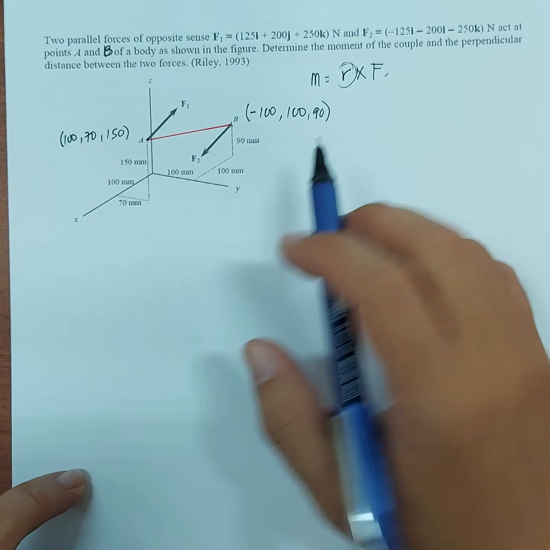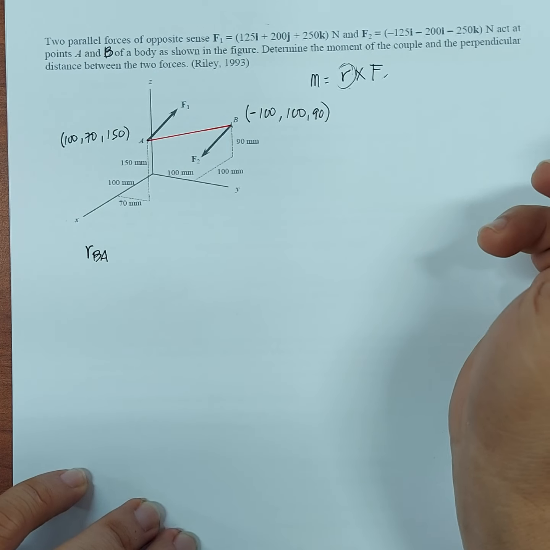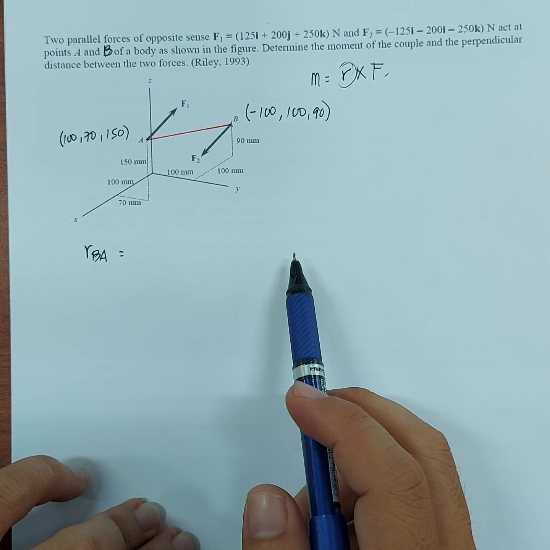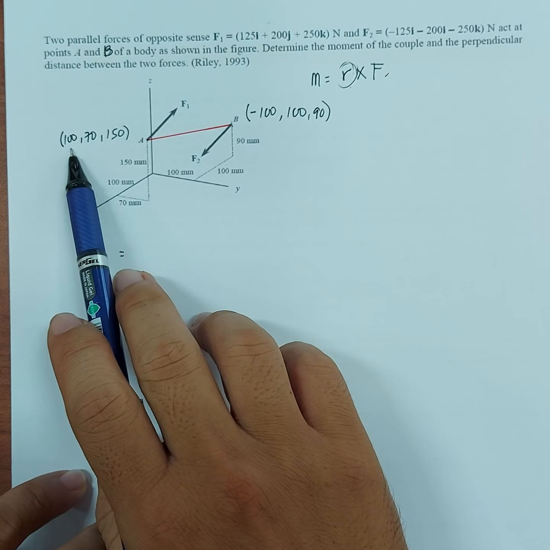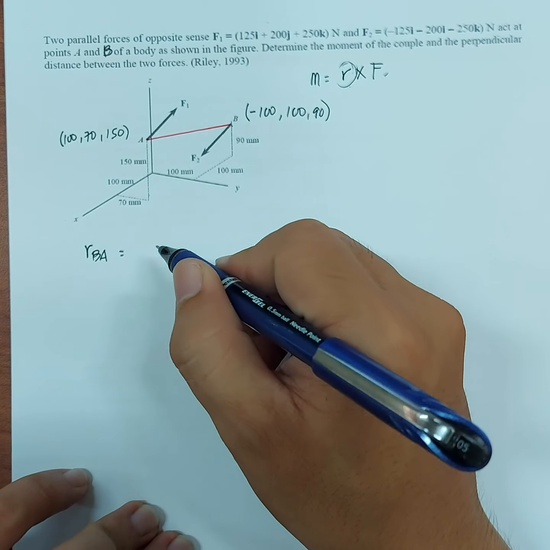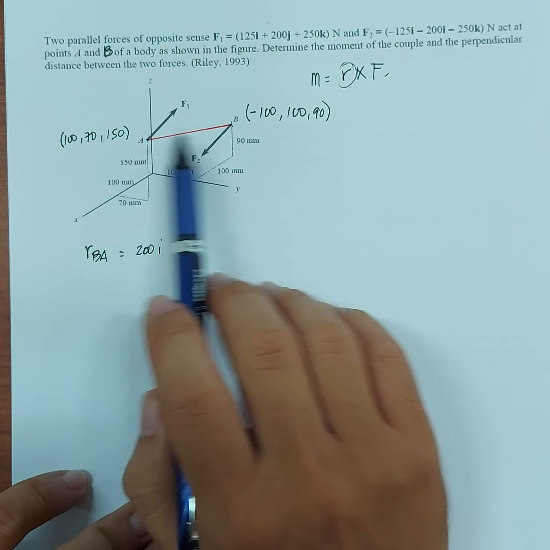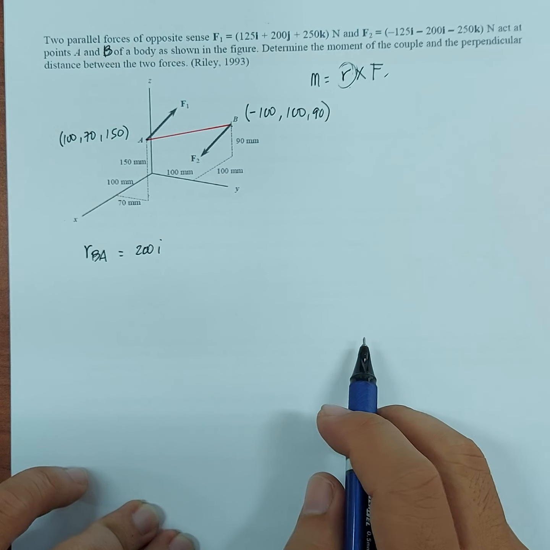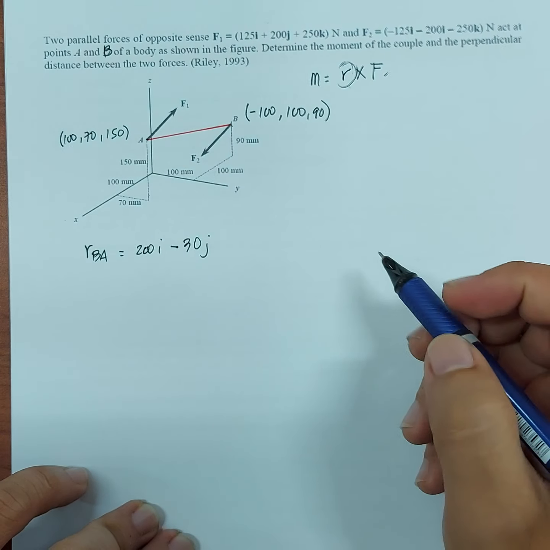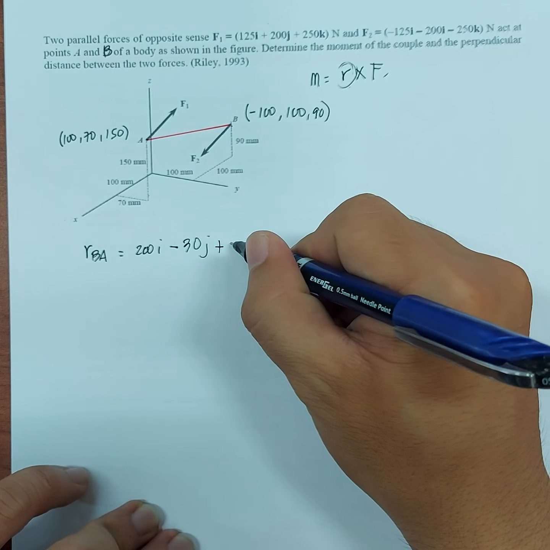Solve natin na position vector. So, yung position vector natin BA is equal to head minus tail lang tayo. Head minus tail. So we have 100 minus negative 100, that is 200 I. And then we also have 70 minus 100. That is minus 30J. All of these are in millimeters. Then 150 minus 90, that is positive 60.